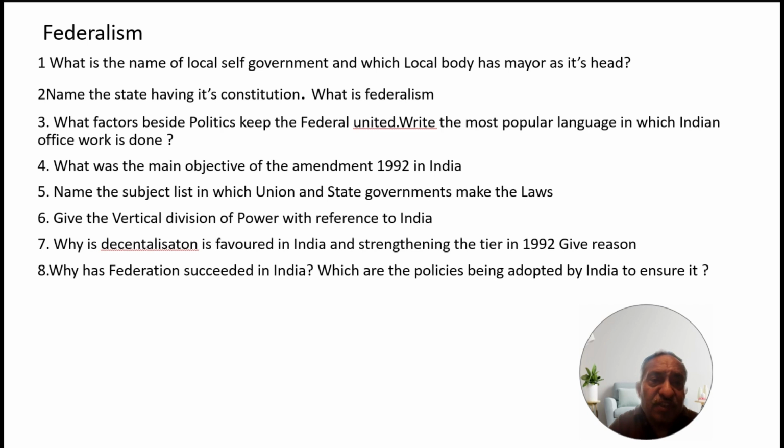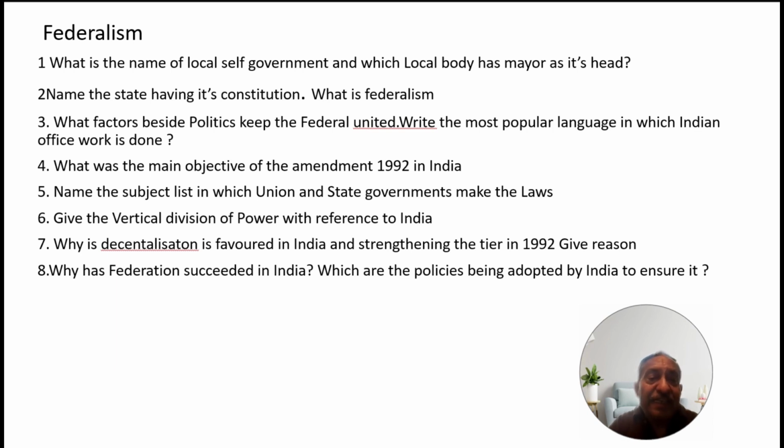What is federalism? What factor besides politics keeps the federation united? Write the major popular language in which Indian office work is done. What was the main objective of the amendment in 1992 in India? Name the subject list in which the union and state governments make the law. Give the vertical division of power with reference to India.